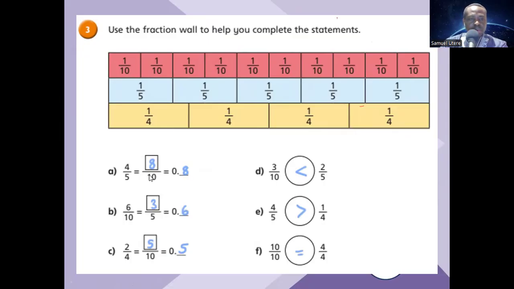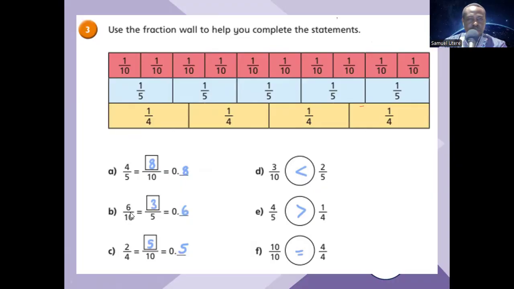All right. So 4/5 is 8/10. Using the fraction wall, you can see that 4/5, which is 1, 2, 3, 4, is 8/10, and the same thing as 0.8. You know that 0.8 is 8/10.